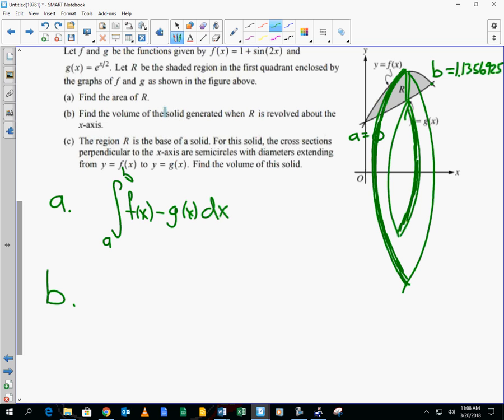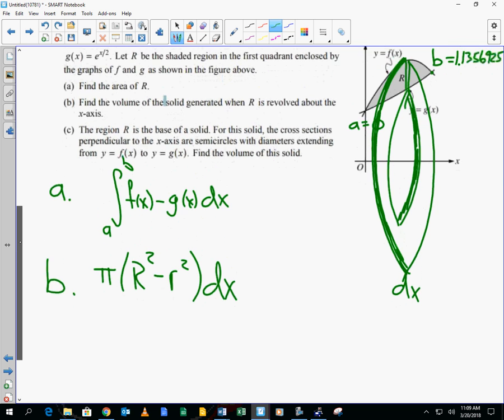Okay. So let's point out what we have here. We know that the volume of a washer is going to be pi times big R squared minus little r squared. And is this dx or dy? This is dx. And the work I'm showing you guys, the AP people would love to see you show this work. I mean, this is exactly what you would write down on the test.